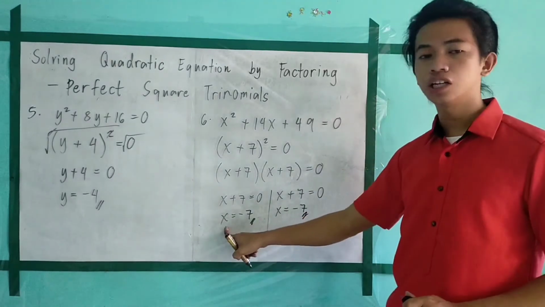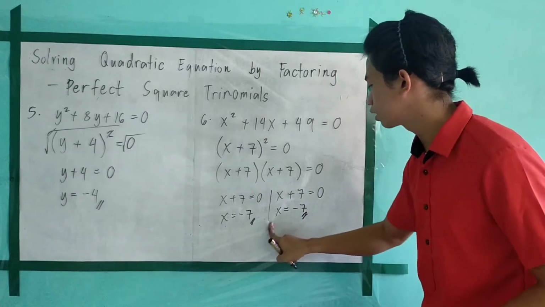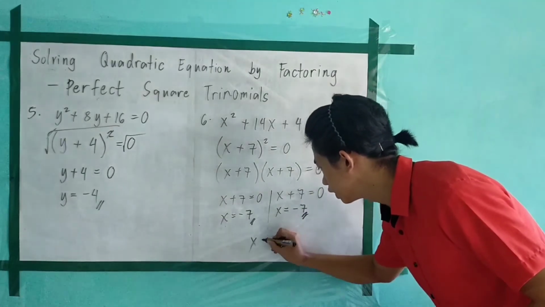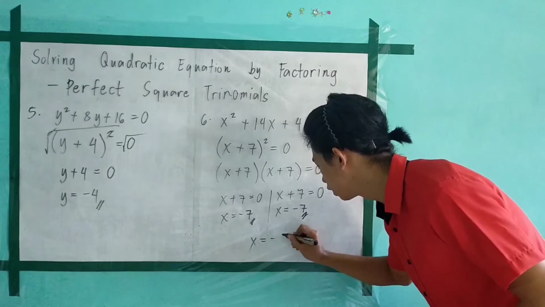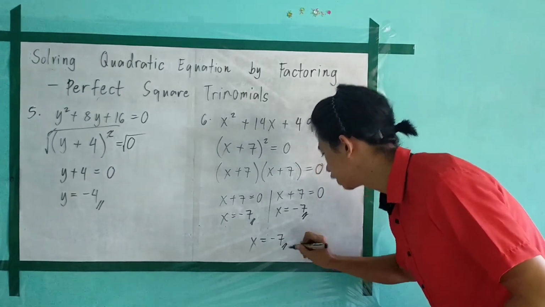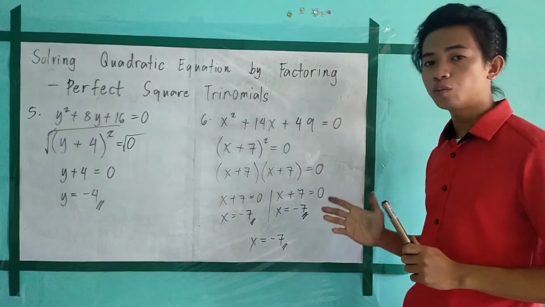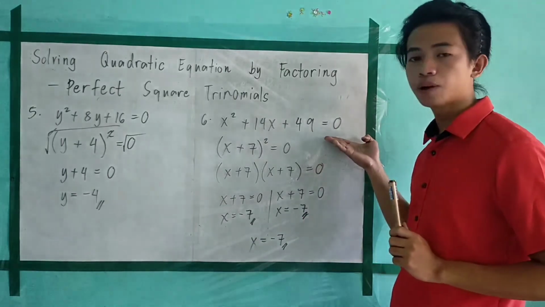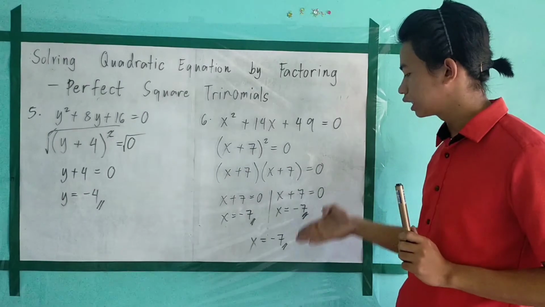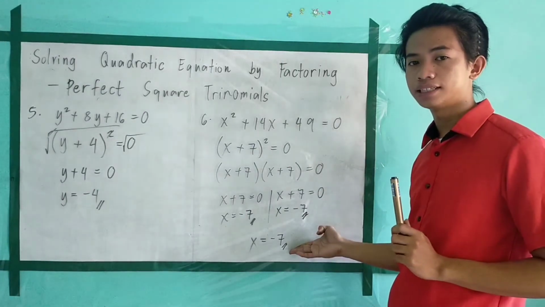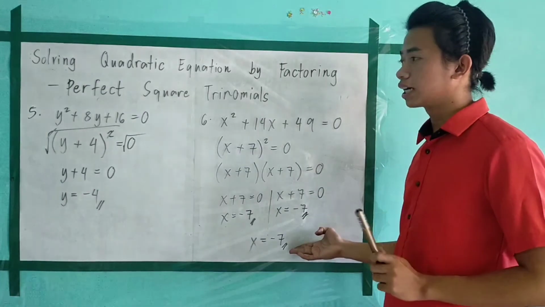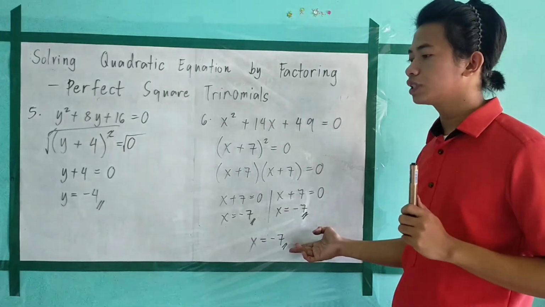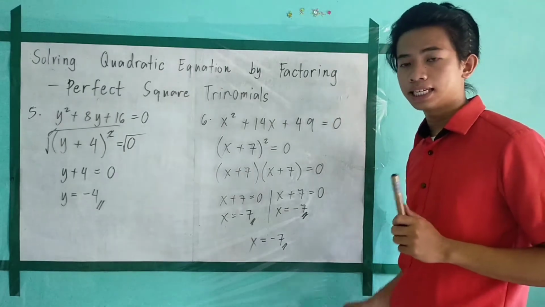So, kung mapapansin nyo, same lang din siya. Therefore, ang magiging sagot lang natin ay x is equal to negative 7. So, kapag perfect square trinomial, iisa lamang po ang solution. And in this given problem, our solution is negative 7. Okay? So, now, let's proceed to quadratic trinomial.